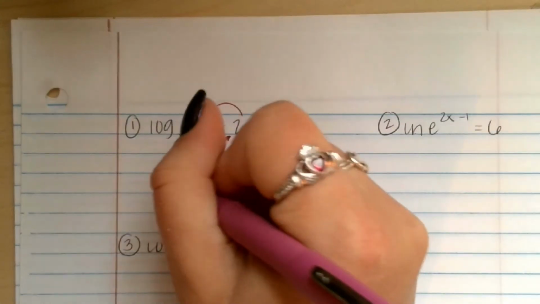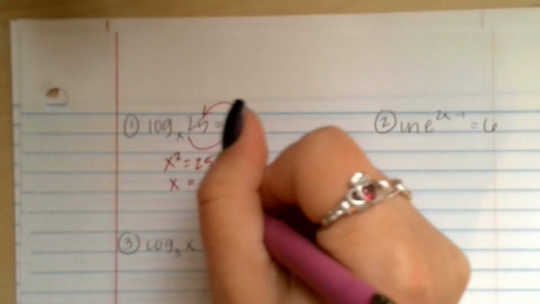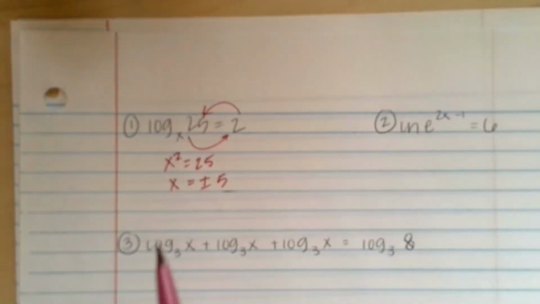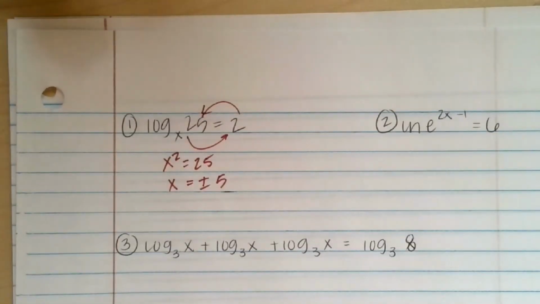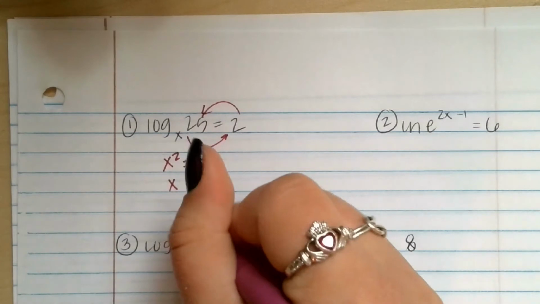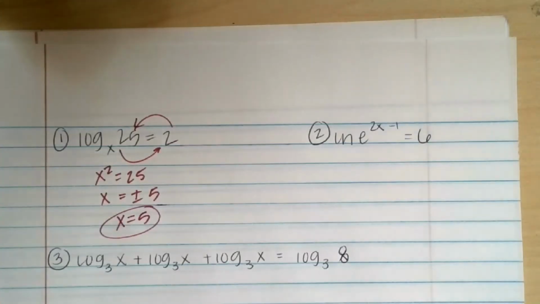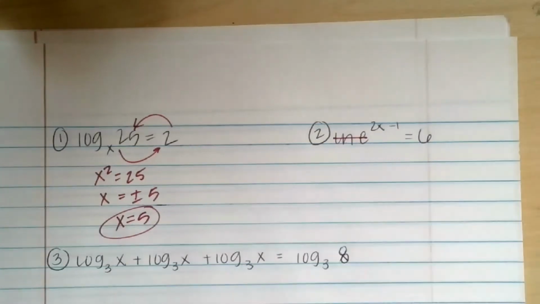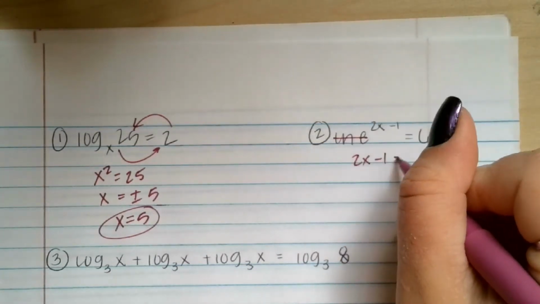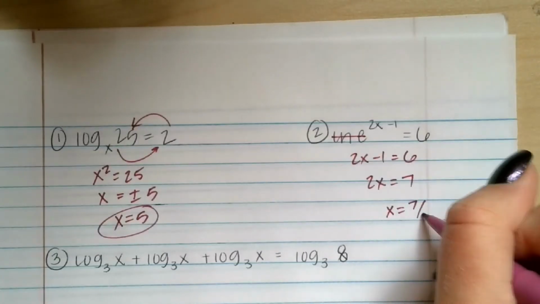Okay, so we have x squared equals 25. If we square root both sides, we know x equals plus or minus 5. However, since x is our base, it can't be negative 5, since our base can't be negative, so this just equals 5. This one over here, we can cross off ln and e, so we're left with 2x minus 1 equals 6. 2x equals 7, x equals 7 halves.